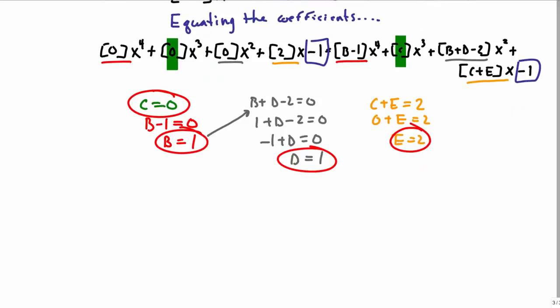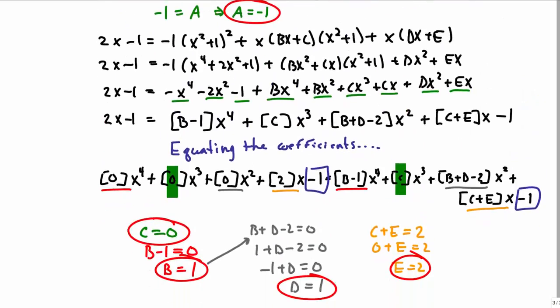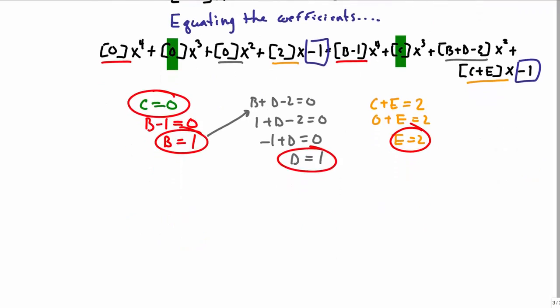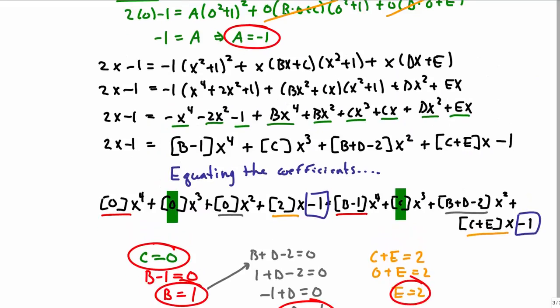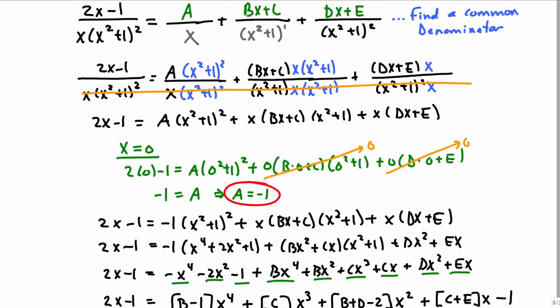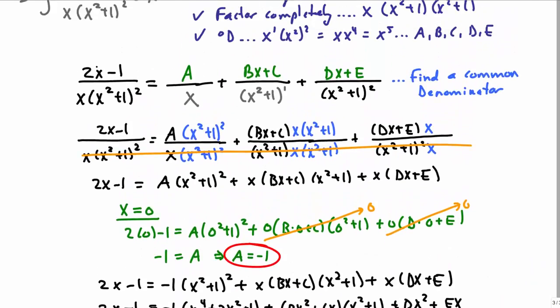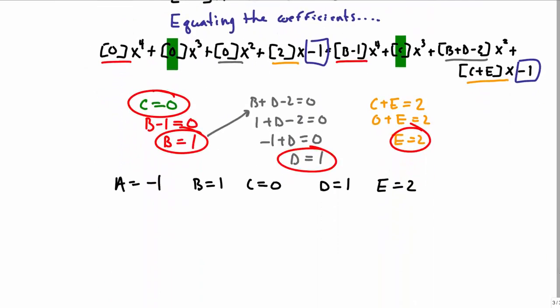So let's go ahead and recap what we have. Remember from above we found A was -1. So we have A is -1. We have B is 1. We have C is 0, which is nice because when we get something to be 0, it makes my integration a lot easier because a term drops out. And I have E is 2. So what I'm going to do is I'm going to come back up here and rewrite these coefficients in the numerator of this decomposition. So I'll have A over x.